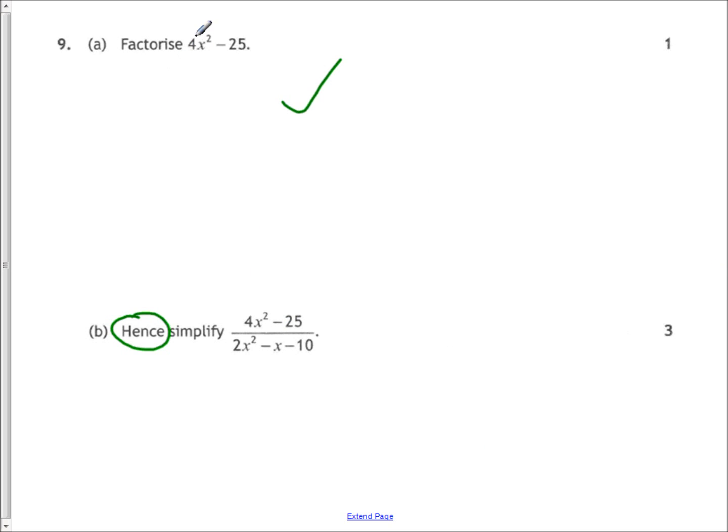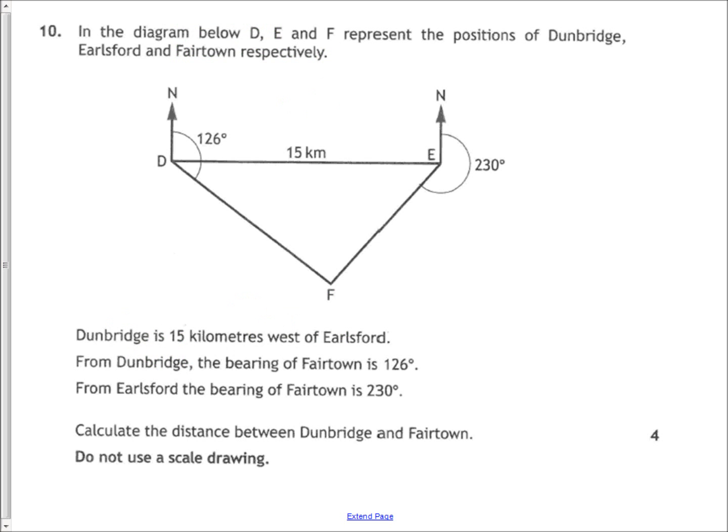So there you see that what you have just factorized appears as the numerator in this algebraic fraction. So you factorize the top again, put down your answer to part A, factorize the bottom, and you should find that factors cancel out, and you end up with a simplified version of what you're faced with in question 9b. Question 10, you've got three towns, we'll call them D, E, and F. You're asked to find the distance between Dunbridge and Fairtown, so we call that X.